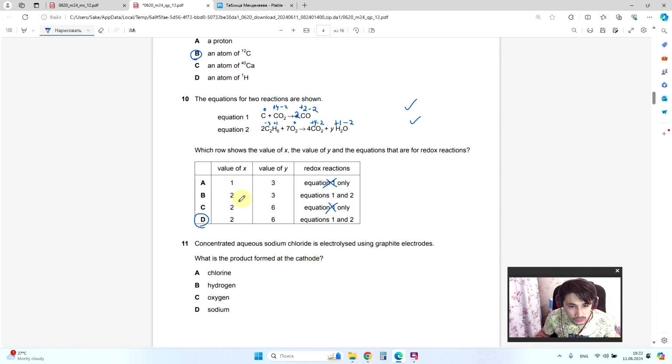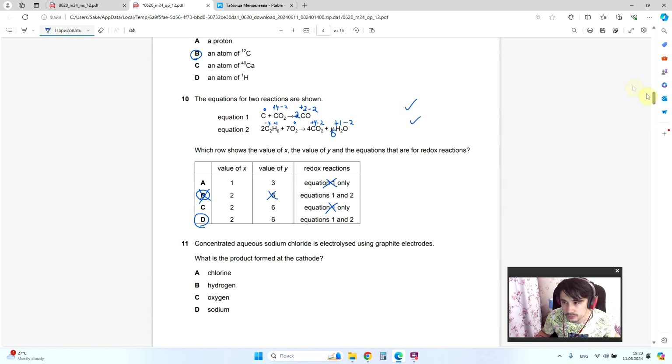Oh, hold on. So both options are correct by now. Then we need to check the value of y. So you again need to balance it. The number of hydrogen atoms here is 12, 2 by 6 gives you 12. So in order to have 12 here, you need to put 6 here. So the correct answer is D. So 3 is not correct.